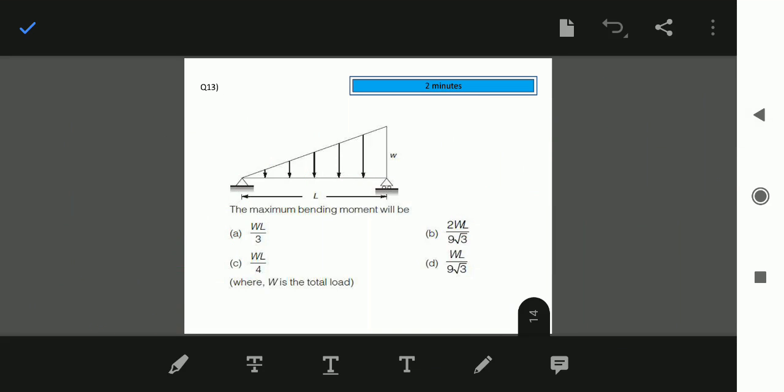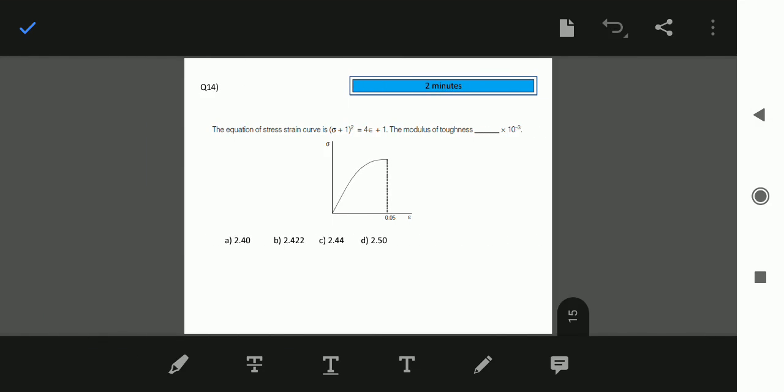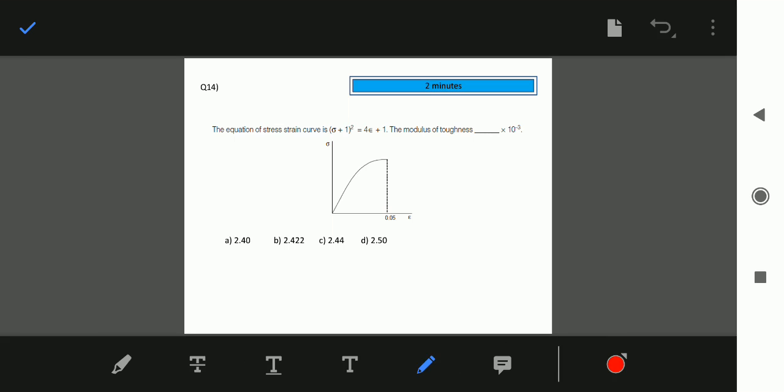So good question. Next question is question number 14. See, again one new concept is added in this question. We have to find the modulus of toughness, and we know that modulus of toughness is the area under this stress strain curve. Okay, area under this stress strain curve.